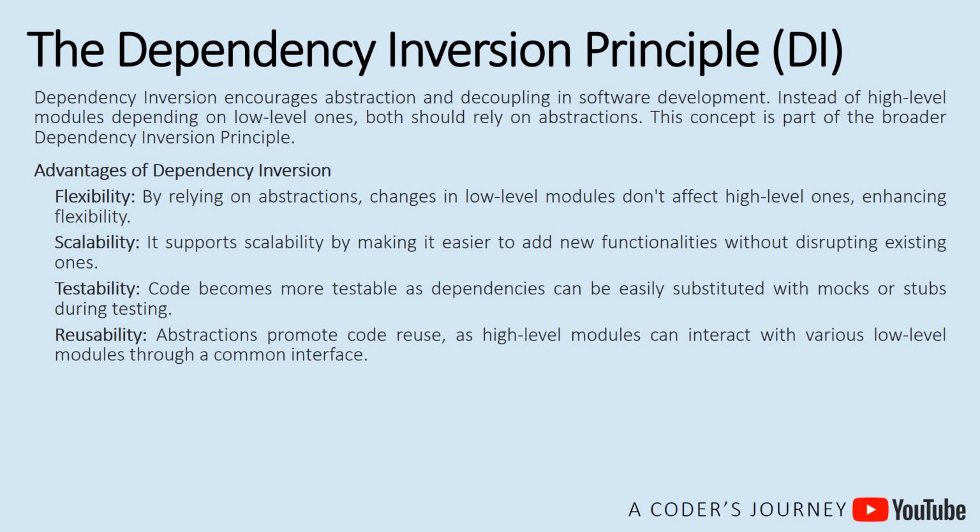First, flexibility. By relying on abstraction, changes in low-level modules don't affect high-level modules, right? Enhancing flexibility. I have told you before that in software development, we are in favor of loosely coupled modules. So what we prefer is that when we make a change in one of the classes, that change doesn't get propagated to other parts of the project, right? So the modules, the classes should be loosely coupled.